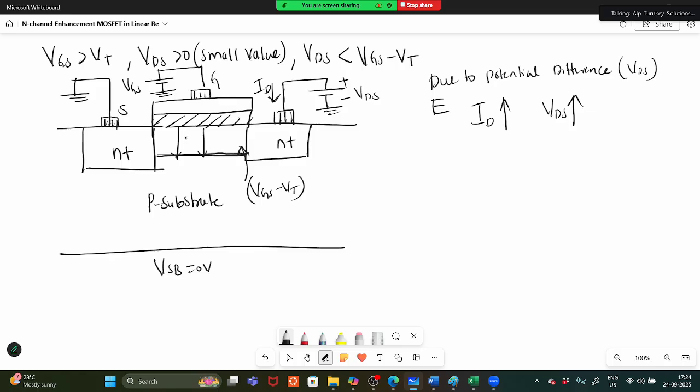So the channel is uniform. What is the nature of the channel? The channel is uniform. When the channel is uniform, it behaves like a resistive component.